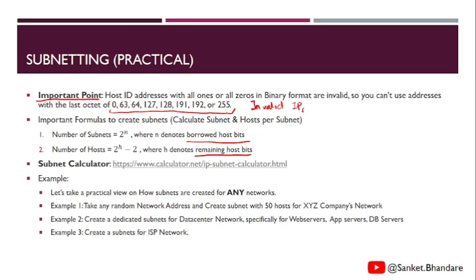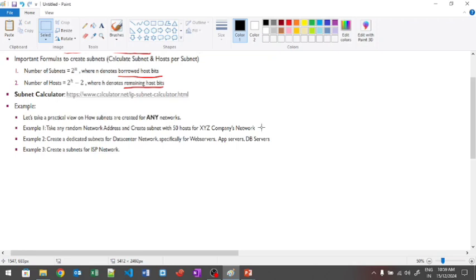In order to see that in a practical manner, we have taken 3 examples here, and we'll see how subnets are created for any network. In example 1, we are going to take any random network address and create subnets with 50 hosts for XYZ company's network. Let's take a practical view on example 1.